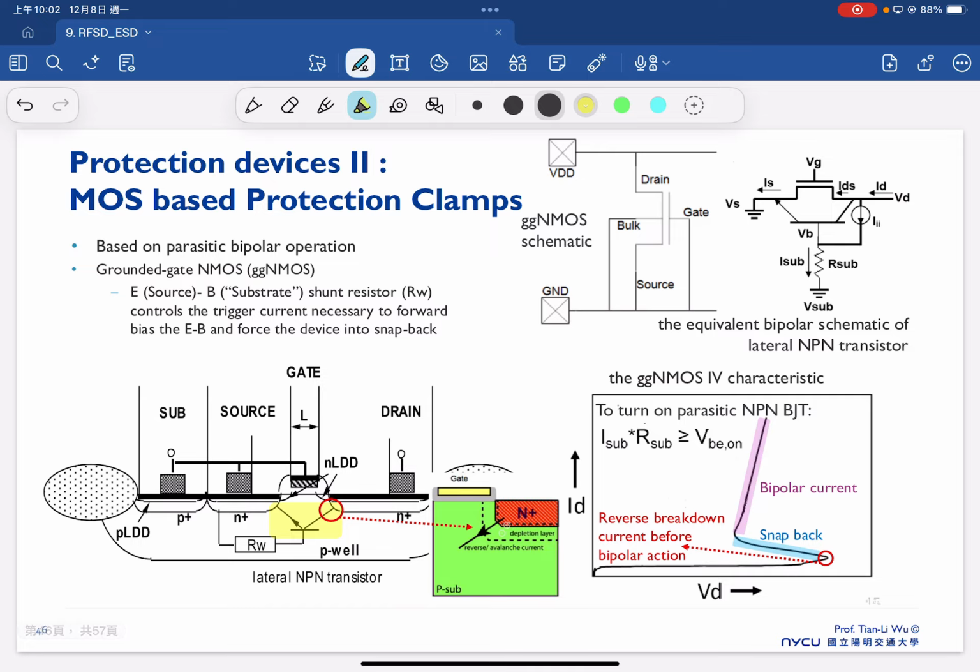Therefore we can use this as an ESD clamping device. And with this, once we ground the gate, you will see there is an NPN transistor that can be seen from here. This is an NPN BJT inside this GGNMOS.